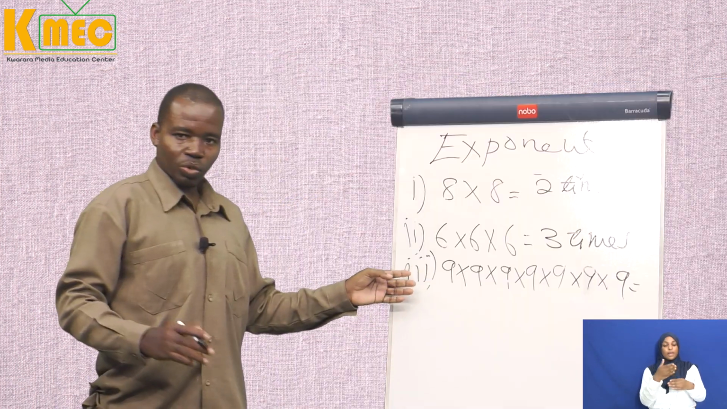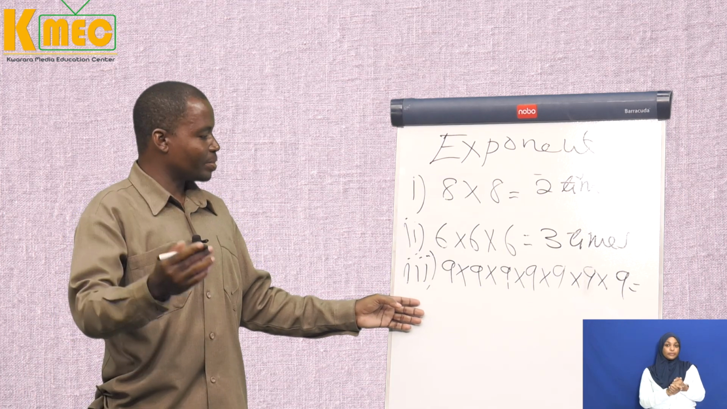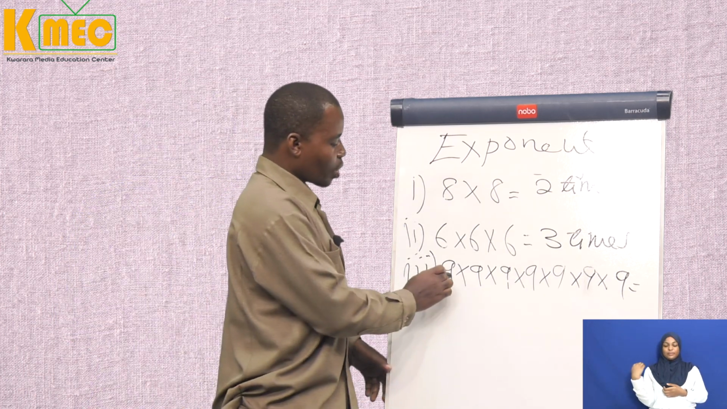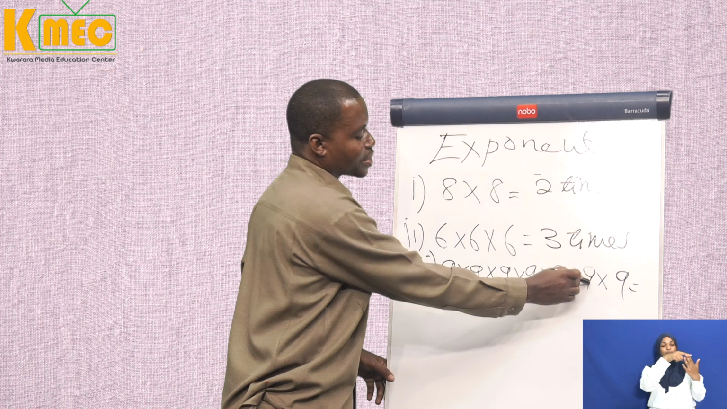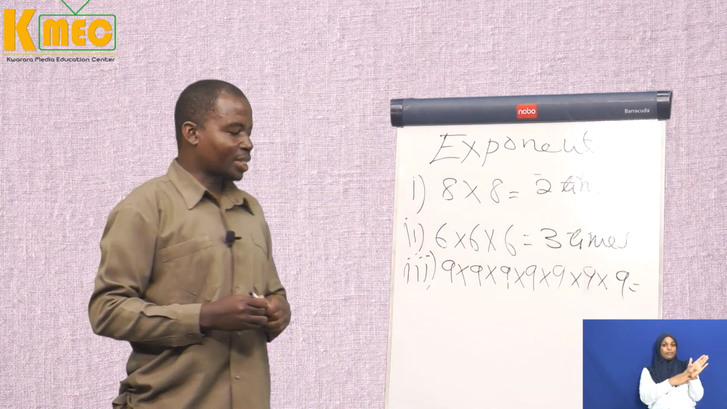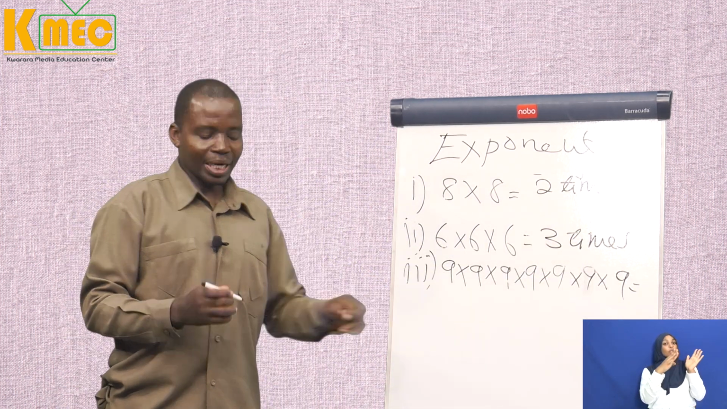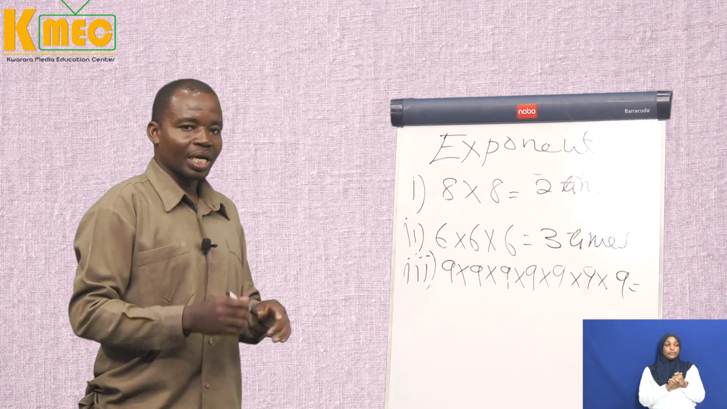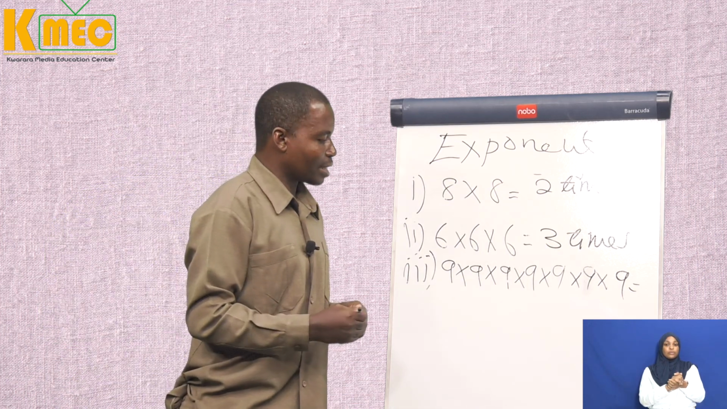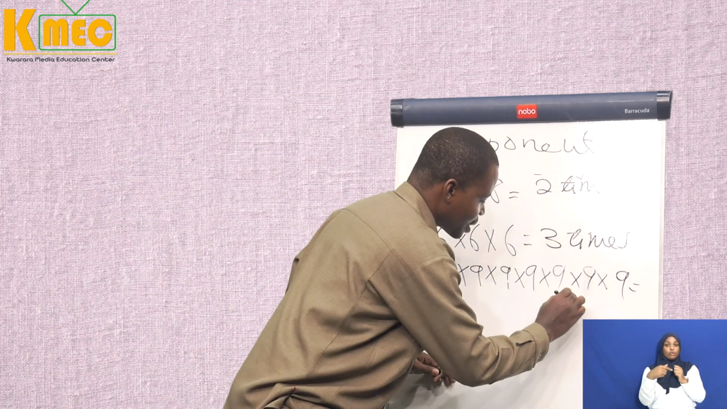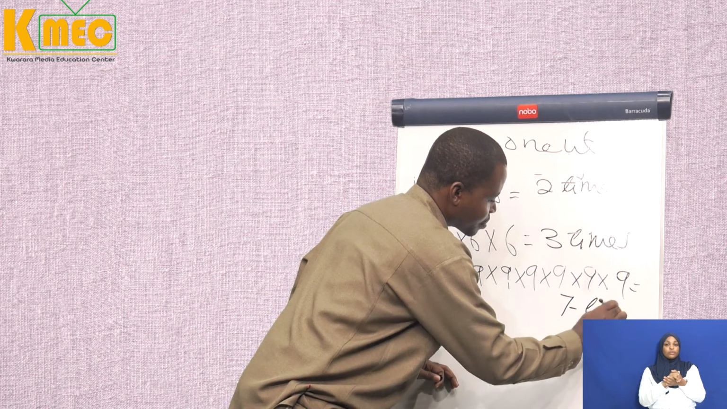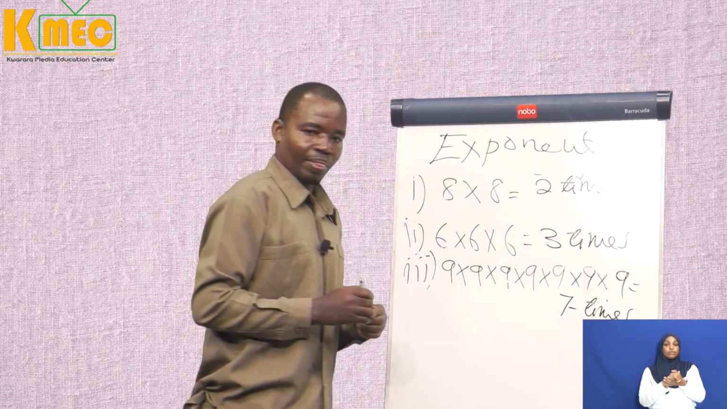And then what about number 9? So we have also to count. Can you tell me how many times? 1, 2, 3, 4, 5, 6, 7. So we're saying that 9 multiplies itself 7 times. Here we write 7 times.